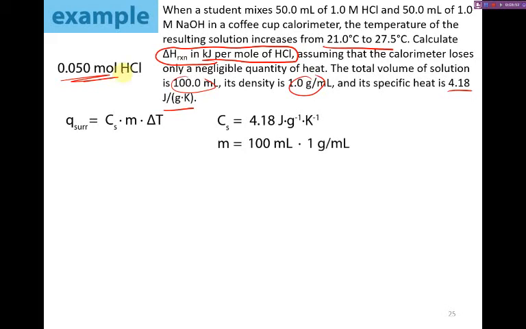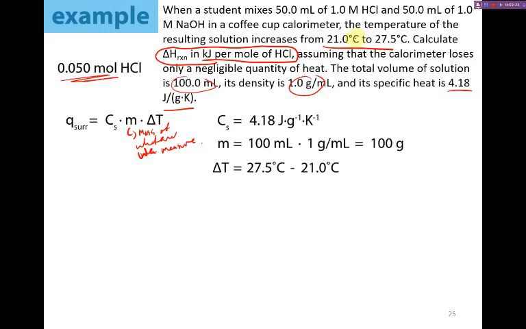Now, notice that in this case, we're going to use the mass of whatever we are measuring. So since we're measuring the temperature of the whole solution, we have to use the mass of the whole solution. Okay, so that's going to be 100 grams. The change in temperature is the 27.5 minus 21.